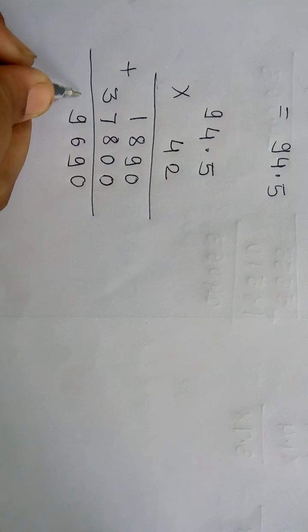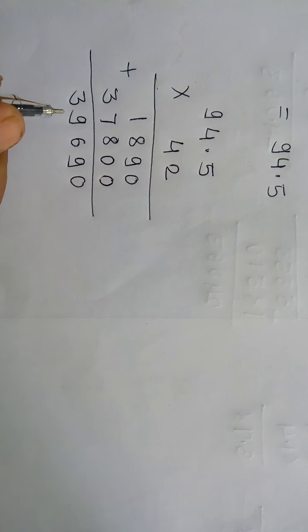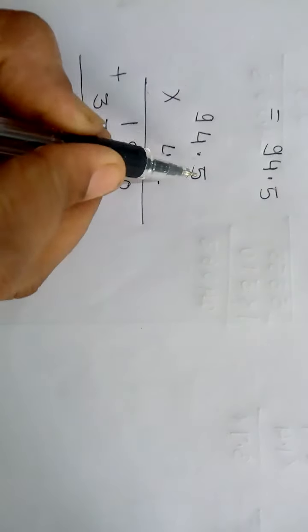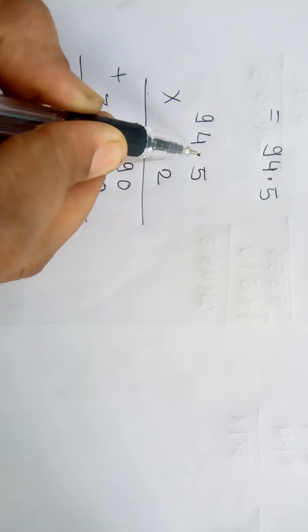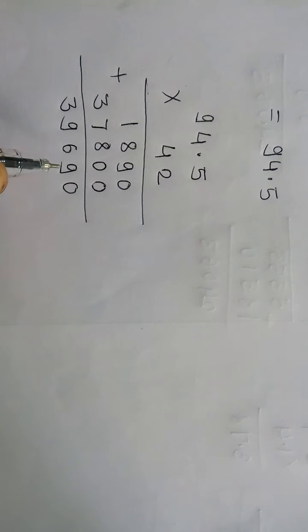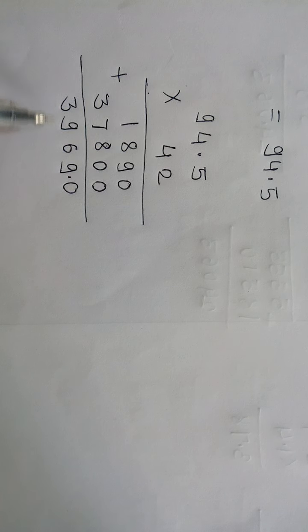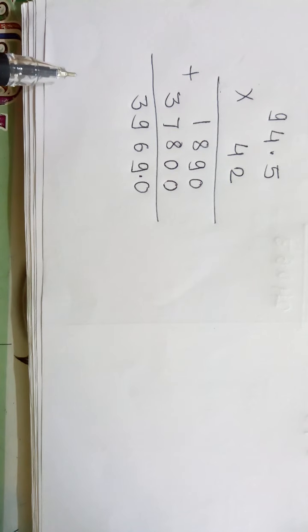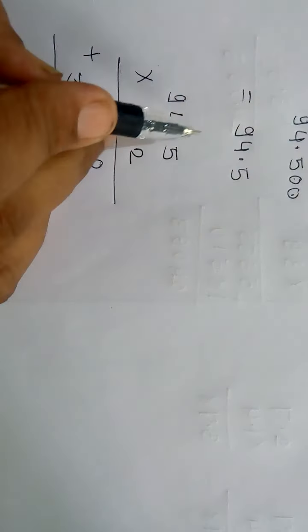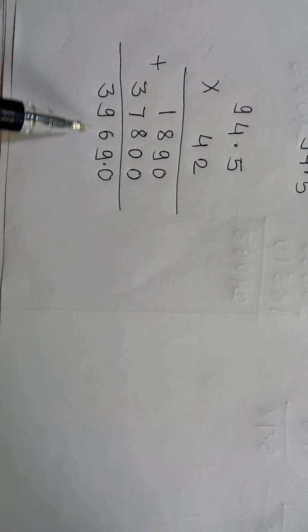Addition is 3969. Now we will think about the decimal point. Here one place has a point and here no point. So here we will leave only one place from the right side. So here the point will be there. So our answer is 3969. Here we can write for the answer: Virendra bought 94.5 kg rice, and he paid 3969 rupees for the rice.